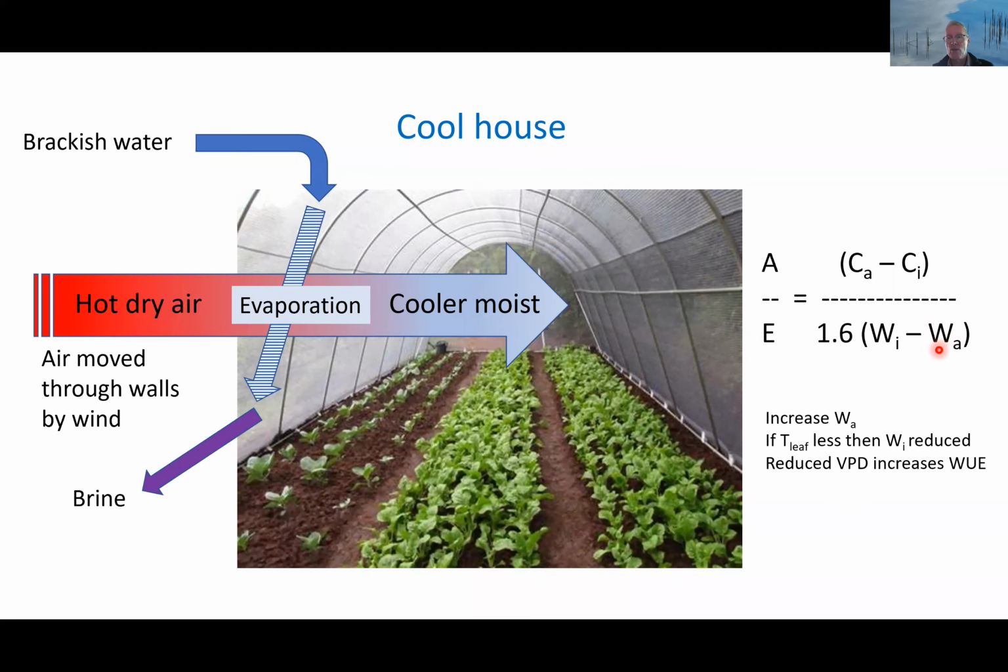Firstly, we increase the CO2 gradient, and the cooler temperature means that the leaf temperature potentially is cooler. So the vapor pressure difference becomes smaller, and as a result, we get more photosynthesis per unit of water transpired. This setup can be used with brackish water providing the water for the evaporative cooling, and through the evaporation, it gets concentrated and we produce brine, which has potential uses.